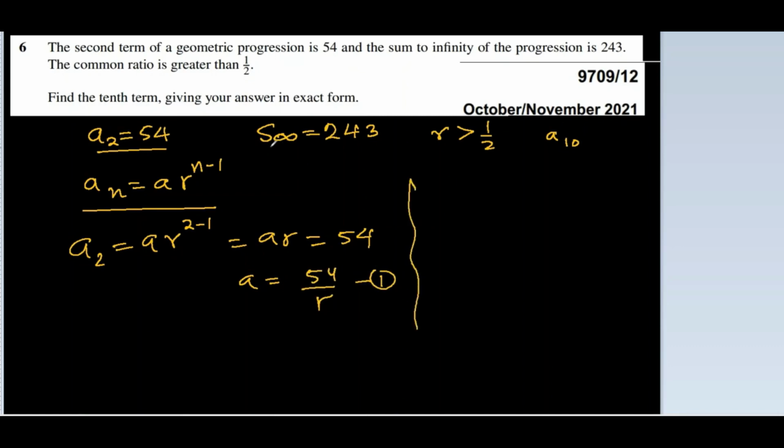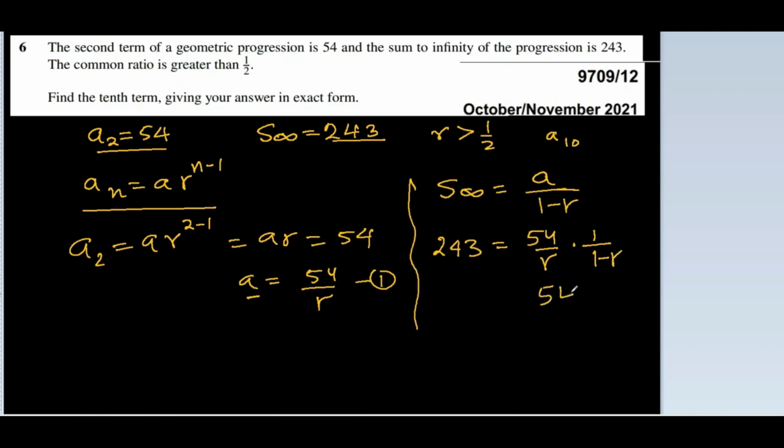Now second part. S infinity is 243. The formula for S infinity is A over 1 minus R. So 243 equals A. In place of A, now let's write 54 over R. And then the denominator is 1 minus R. So we can write 1 over 1 minus R. Okay, so let's make the one rational number. 54 over R multiplied by 1 is R. R multiplied by minus R is R square equal to 243.